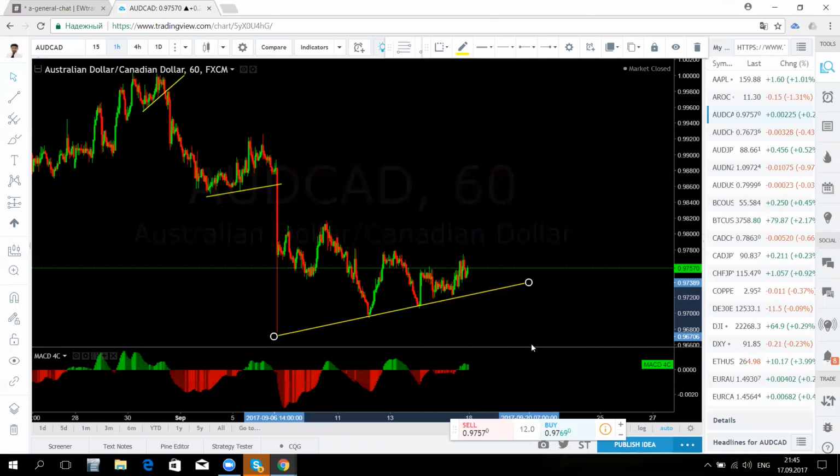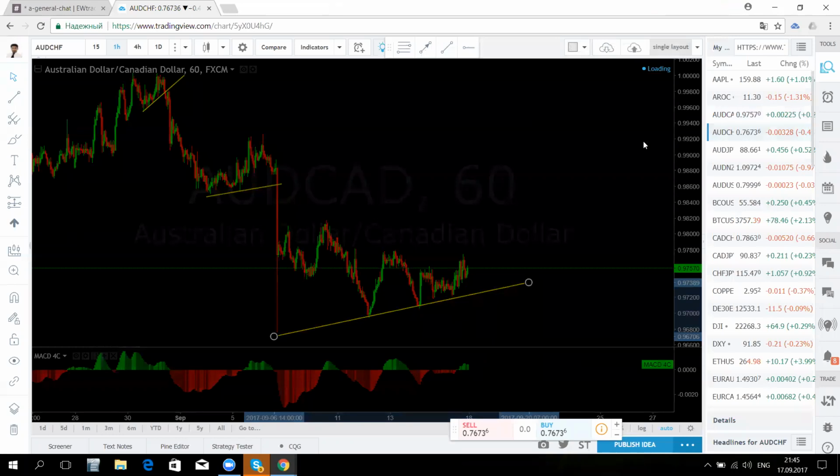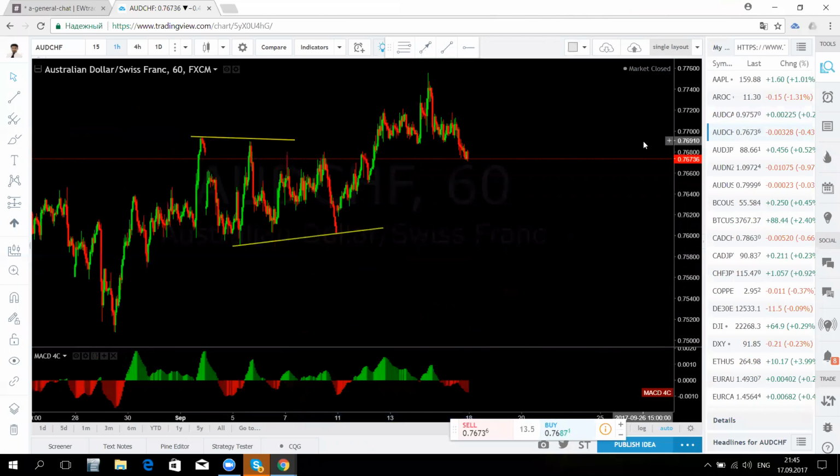here. It's moving up, but it's moving up in a kind of, you can see, right? You really don't want to buy into that. So the best thing might be to stay out of that. Just like the Aussie Swiss. Don't trade those charts that don't have very great setups.